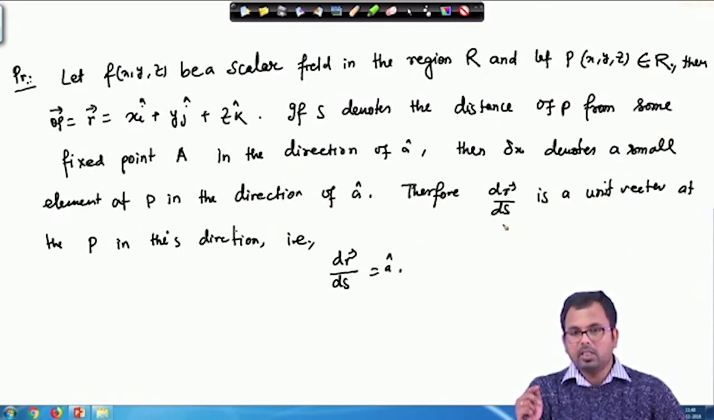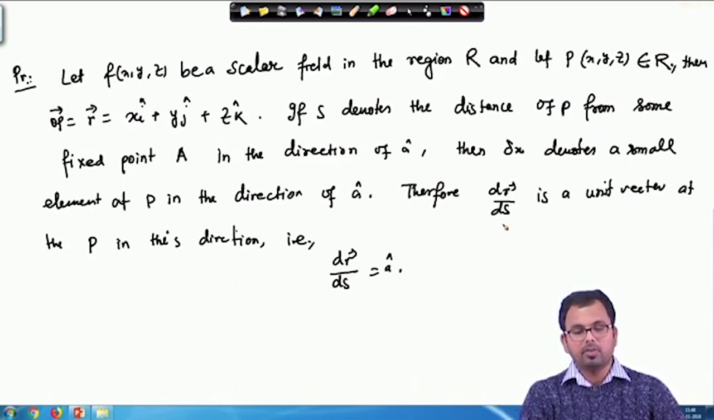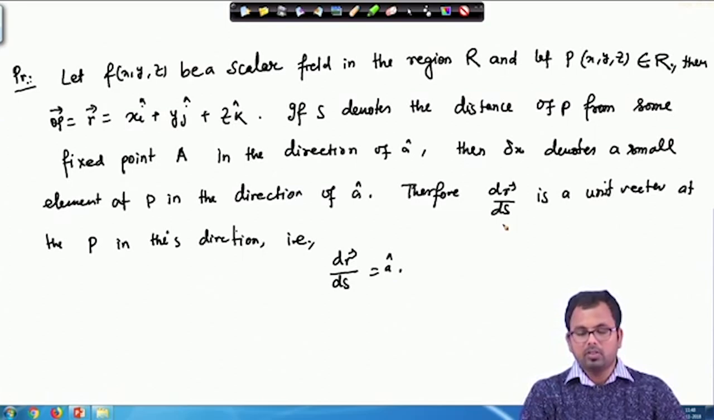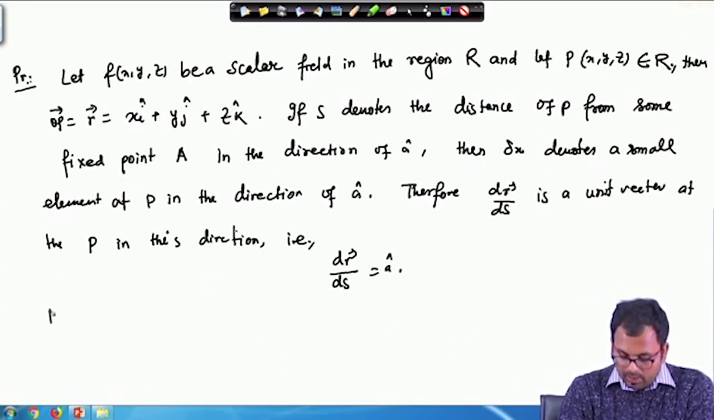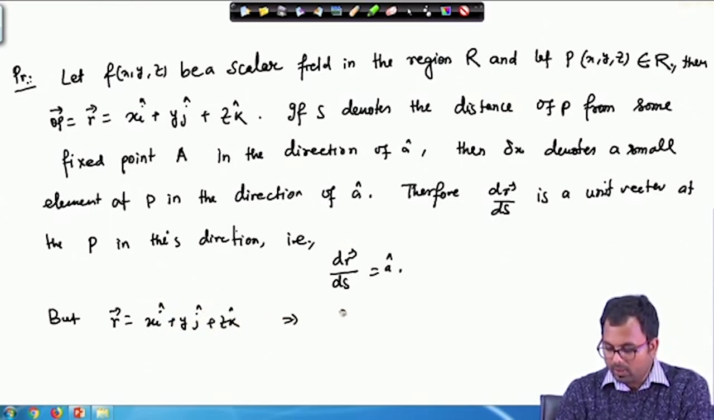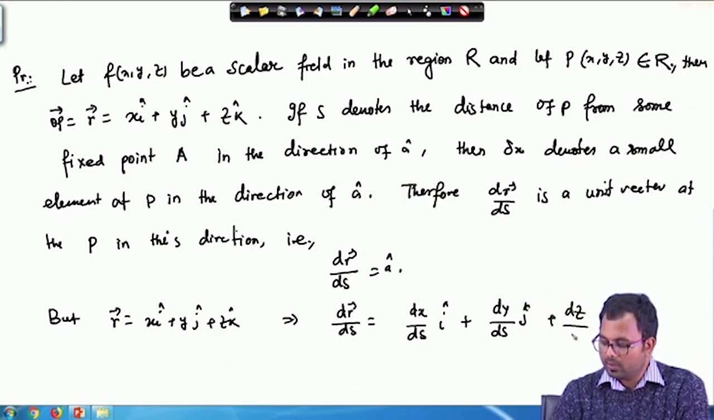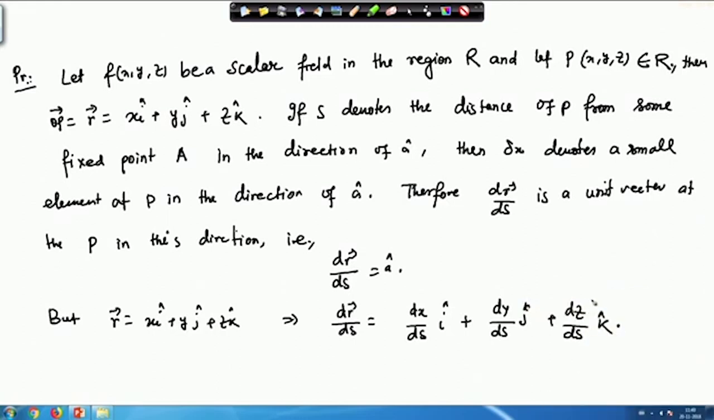So, therefore, dr/ds, basically the rate of change of r with respect to the distance, is a unit vector in the direction of this unit vector a cap. So, this dr/ds is a unit vector at the point P in the direction of a cap. Alright. But our r is equal to x i plus y j plus z k. So, from here our dr/ds will be dx/ds times i, dy/ds times j, and dz/ds times k. Alright.